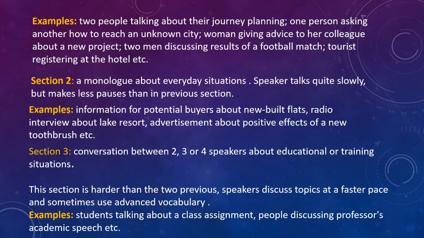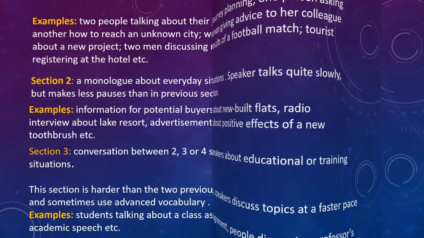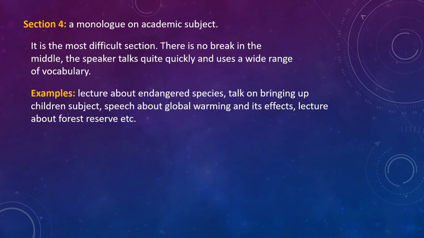And section 4, a monologue on an academic subject. Section 4 consists of a monologue on academic subjects. Mono is obviously a single thing, so only one person will be talking about an academic subject, meaning school or college subjects. It is the most difficult section. There is no break in the middle. The speaker talks quite quickly and uses a wide range of vocabulary.